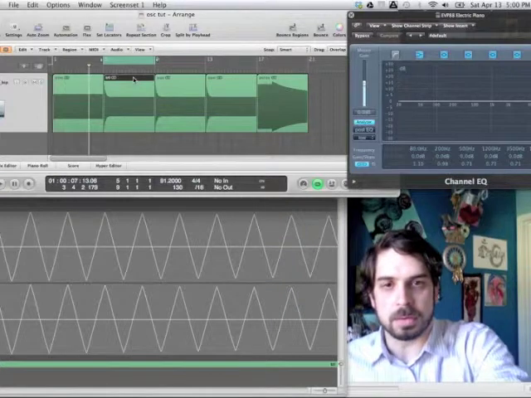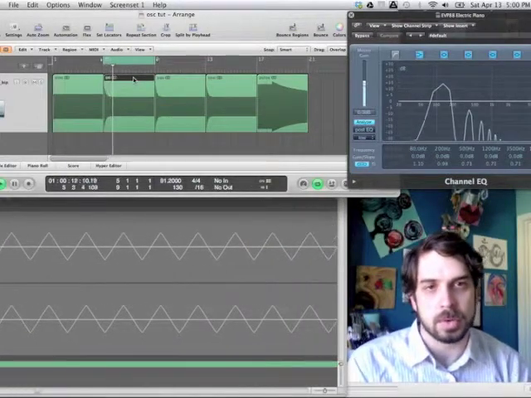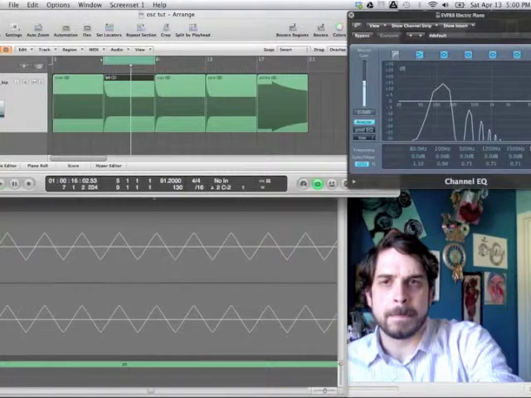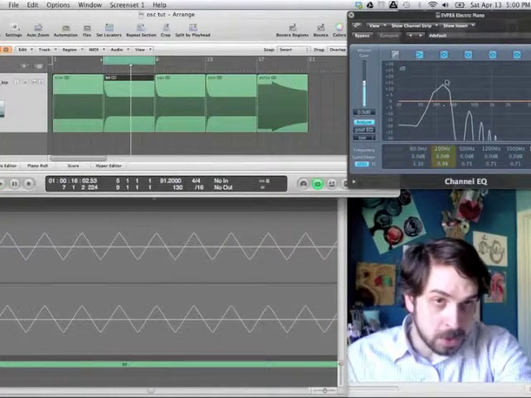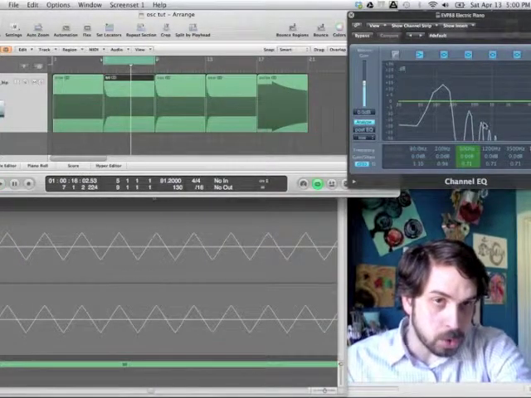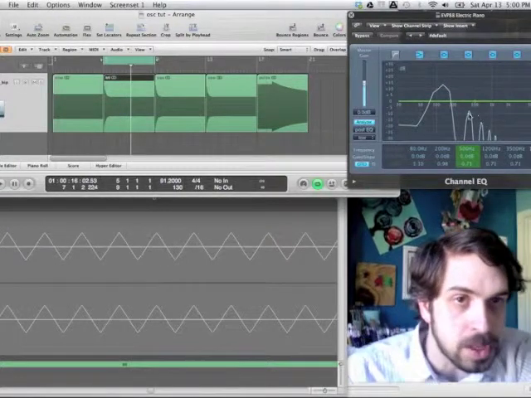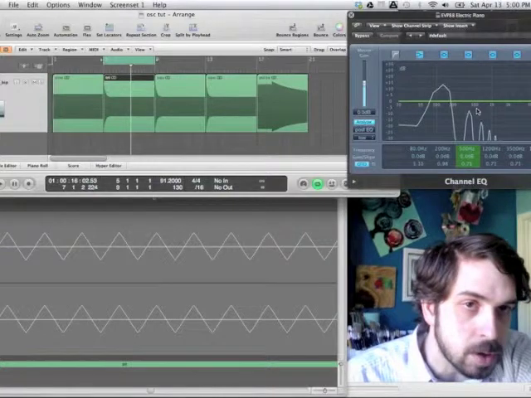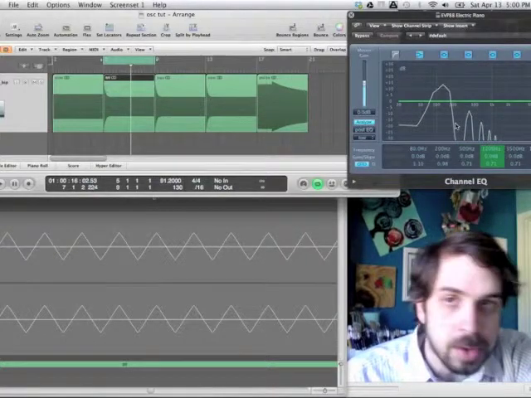So here we go. This is the triangle wave. Now, there's that one fundamental frequency, and then these are the partials that come after it. You'll see that there was one at about 400, one about 600, and 1000.